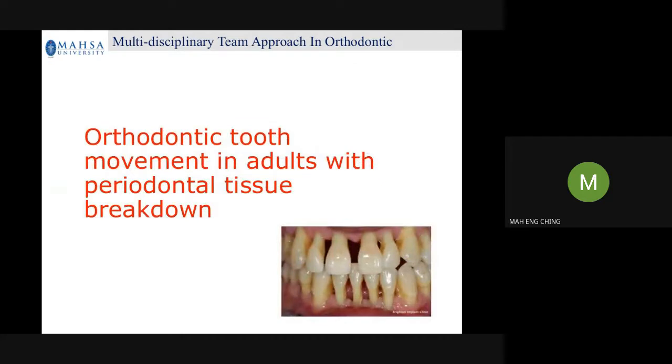So, orthodontic tooth movement in an adult with periodontal tissue breakdown. Can we do braces on periodontally compromised patients? So let's say a patient has periodontitis, can we do it on this kind of patient? We're going to talk about it.